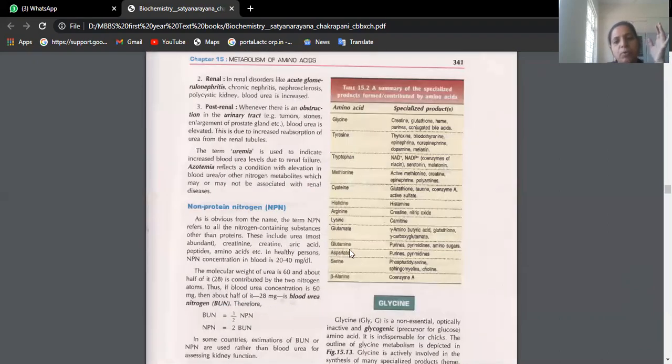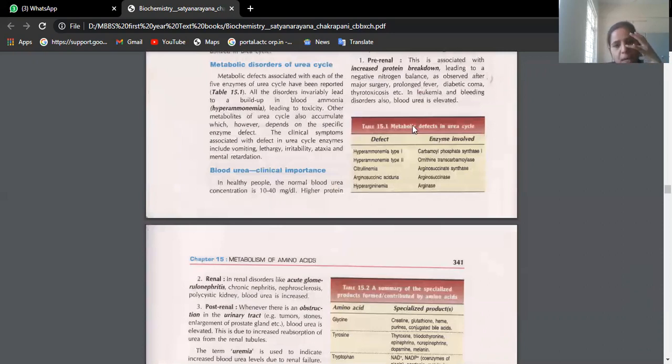So like that you have to convert this table into sentences, and these are the metabolic defects. Of course, we discussed it many times previously, isn't it, Ritika?